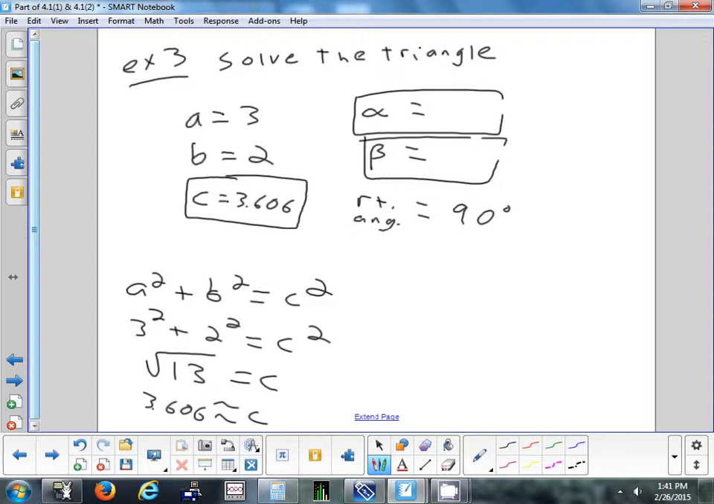Now, are we going to use C to do anything else in this problem? No, forget about it. It's done. You're never going to use it again. You're going to use A and B for everything. Let's make a diagram. I'll put A across from alpha, B across from beta. And in fact, I'm not even going to label what C is in my diagram because I don't want to get mixed up and accidentally use it. Just leave it as C.